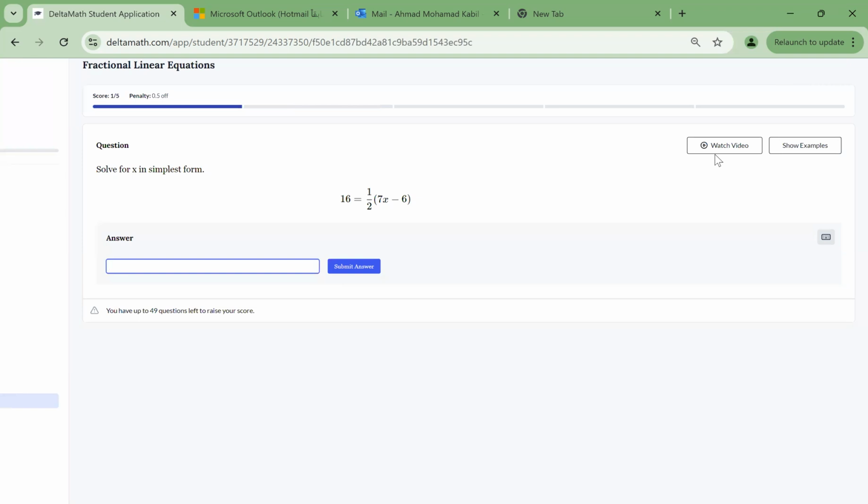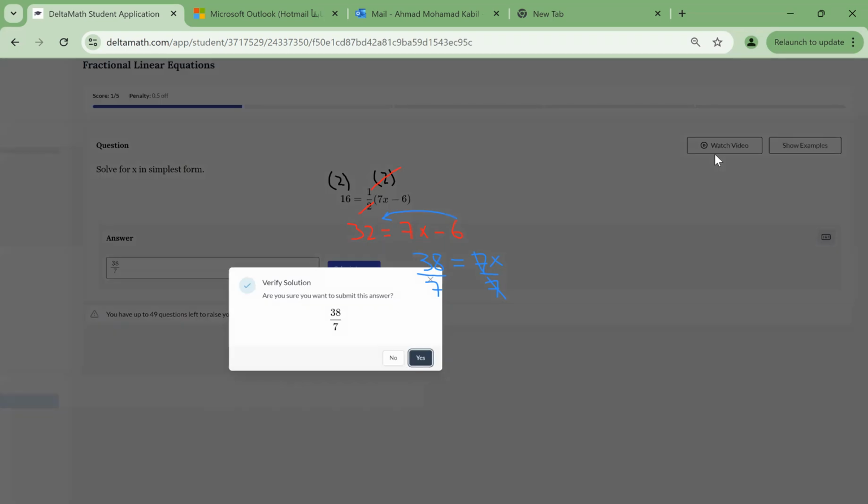Same idea here. We have 2 in the denominator. So before we start solving, let's just multiply by 2 on both sides of the equation. So the 2 cancels the 2, and we have 32 equals 7x minus 6. We'll take the 6 to the left-hand side. So 32 plus 6 equals 7x. And then we can divide by 7 on both sides. These cancel out. We just have 38 over 7 as a final answer.